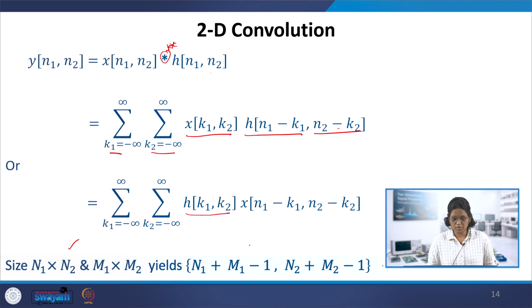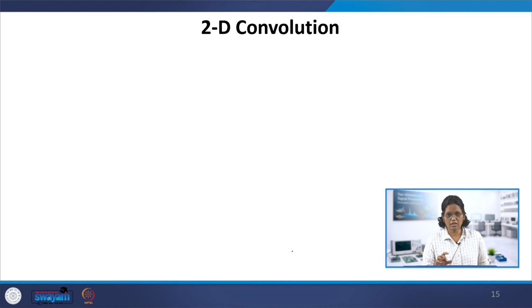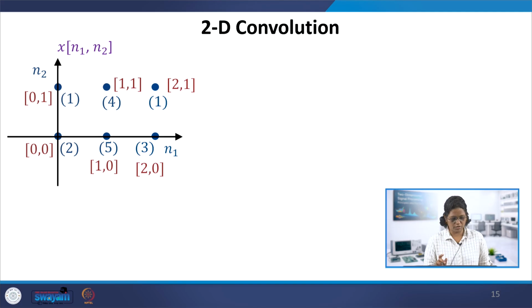If you perform the linear convolution here, the result has length n1 plus m1 minus 1 in the first dimension, and n2 plus m2 minus 1 in the second. The length of the sequence would be this. So now we will see how we perform this 2D convolution.